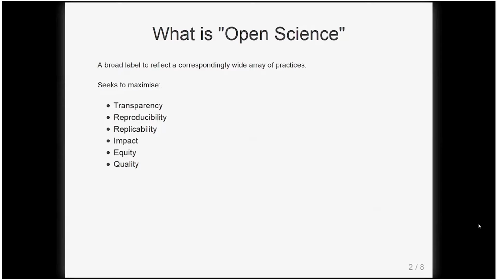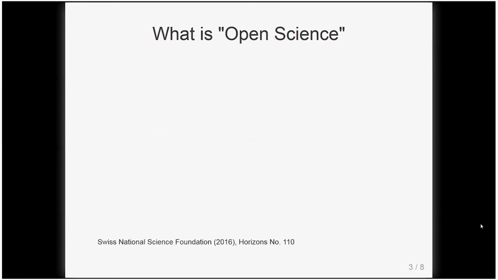So what is open science? Open science is a broad label and it reflects a really wide array of practices and principles that we want to try and exemplify and maximize in our research in the modern era. Really, these at their base have some common objectives, and that's to maximize things like transparency, reproducibility of our analyses and our reports, replicability of our results, improve our impact in the world, increase the equity of our research, and overall, I think broadly we can construe all these things as different ways of improving the quality of our research.